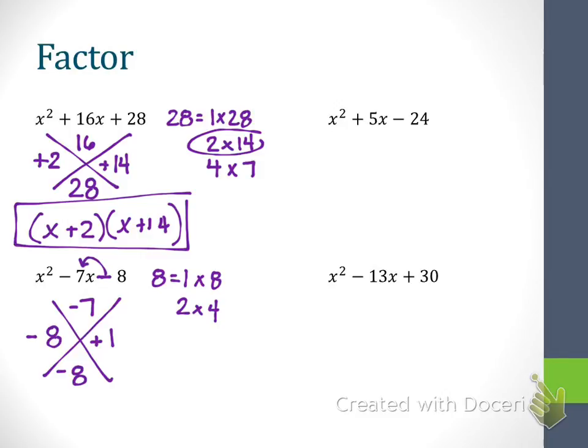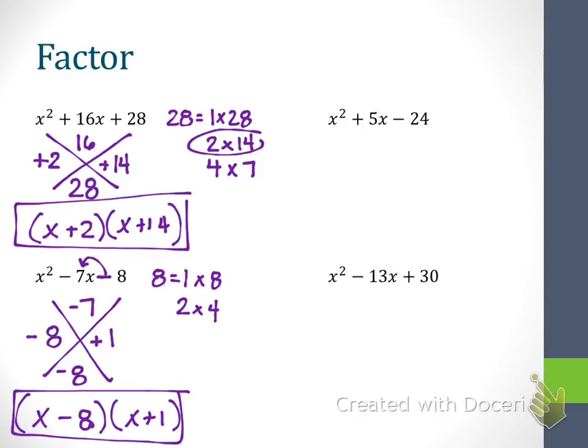Let's do a quick check. Negative 8 plus 1 is negative 7. Negative 8 times positive 1 is negative 8. So I know I chose the right factors. x minus 8 times x plus 1. Okay, let's do the next problems.